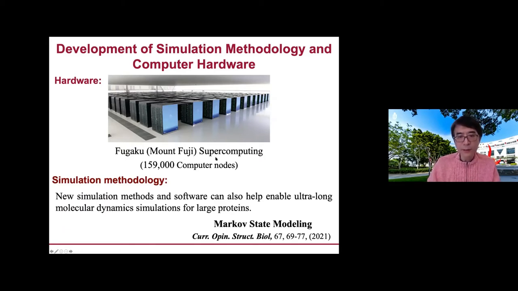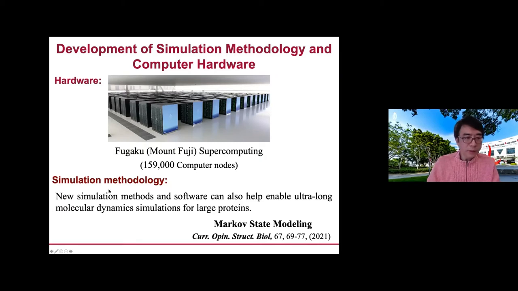So this supercomputer consists of 159,000 computer nodes, right? This is a picture of their server room. You can see it consists of a large number of computer nodes, and below the floor or on the roof, you have a knot of cables connecting all these nodes. So their internal connecting speed is also very fast. This is the hardware side.